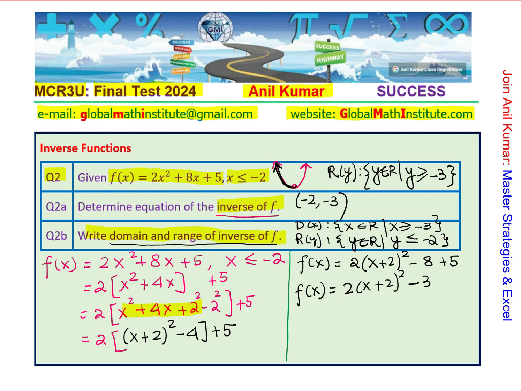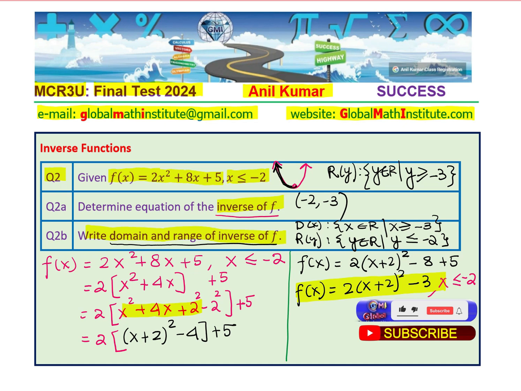So I hope this part is clear. Now, once we have the vertex form, we can find the inverse. On the next page, we'll begin with the vertex form, starting with this particular equation, and then swapping x and y to find the inverse. Remember, the inverse is a function, because we have restricted the domain as x is less than or equal to minus 2. Clear? So we have our function, which is 2 times (x plus 2) whole square minus 3.